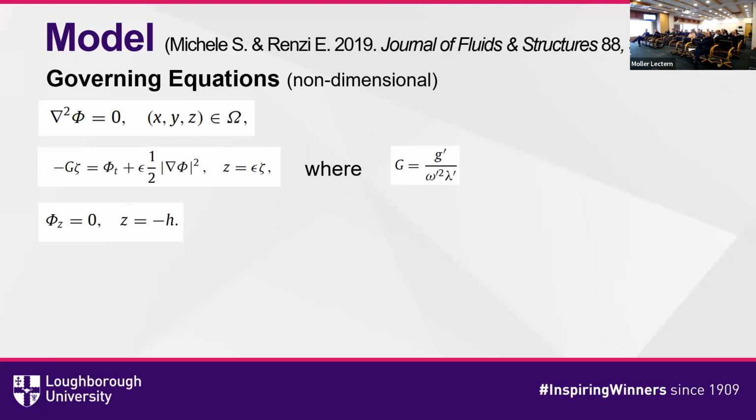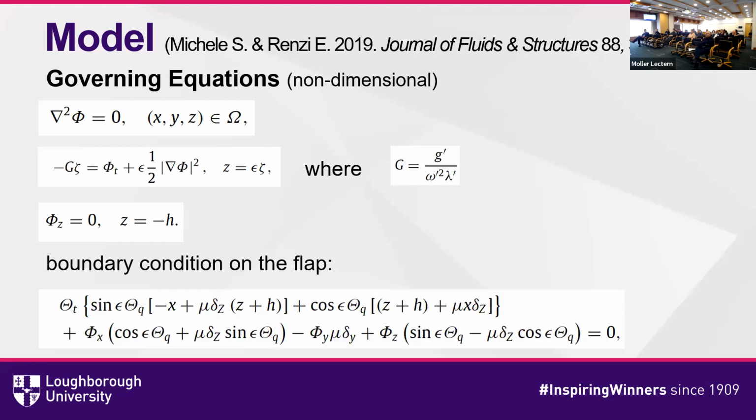In terms of non-dimensionalization, we take lambda prime to be our scale for the length, and omega prime, the frequency of the incident wave, to be our scale for the frequency. In this particular study, we consider monochromatic incident waves. We've also expanded this to irregular waves. Of course, we also still have the no flux condition on the seabed.